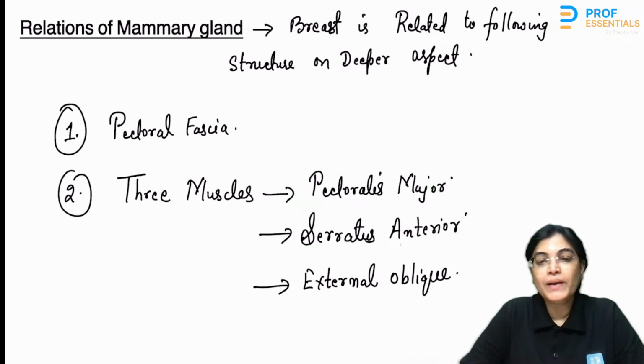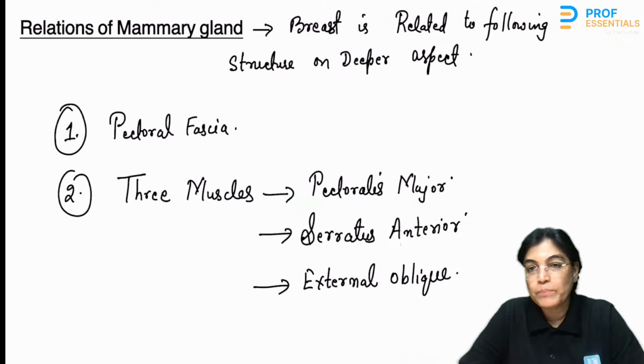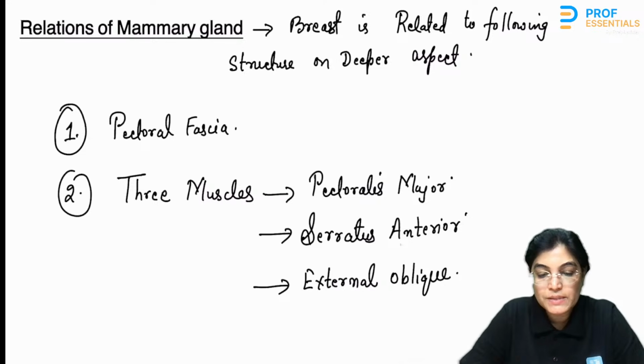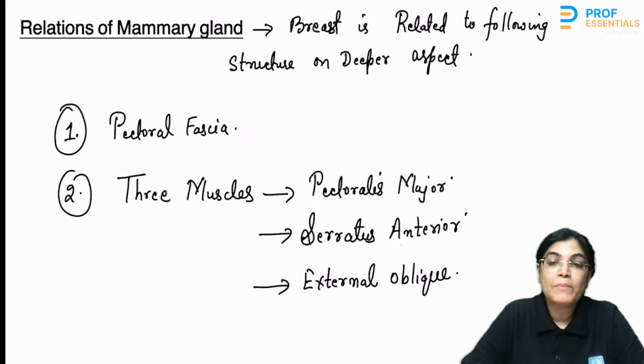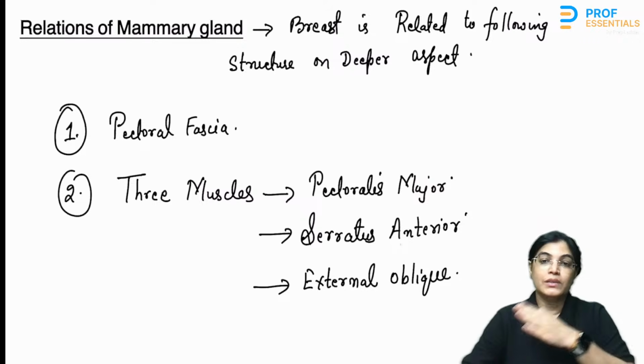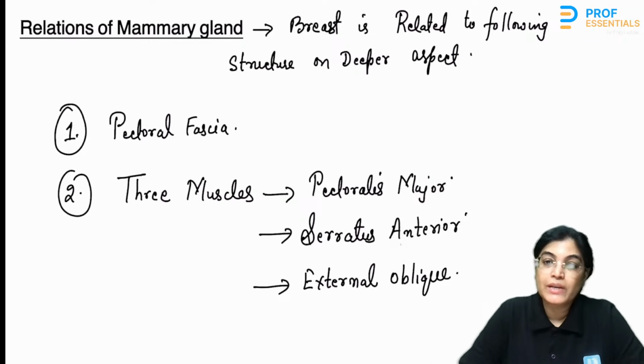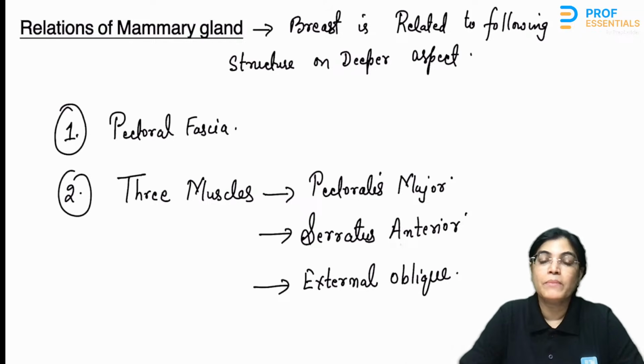Now actually, if I talk about the mammary gland, it is separated from the pectoral fascia by a space which is called the retromammary space. This retromammary space has loose areolar tissue. Due to the presence of this loose areolar tissue, which separates the mammary gland from the deeper structures, the breast can freely move up and down or from side to side over the pectoral fascia. So this is the clinical significance of the presence of the retromammary space.